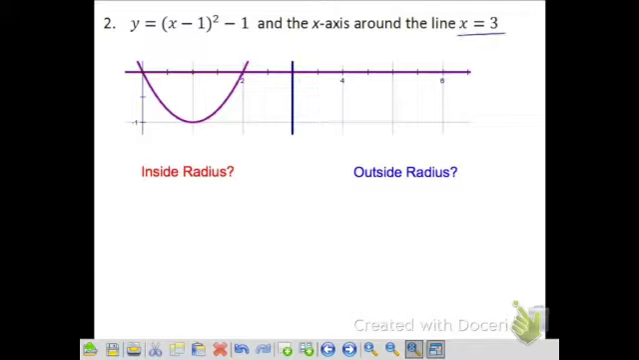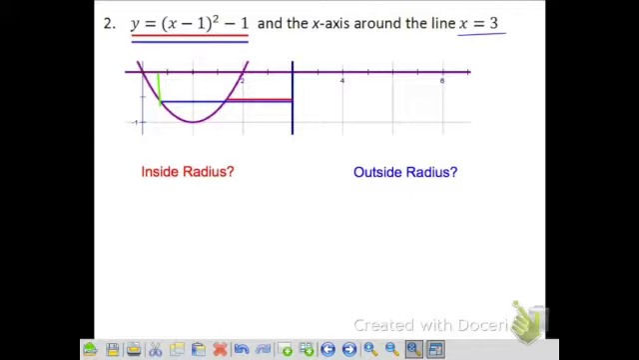Okay, now let's look at that same function, but let's rotate it around the line x equals 3. If we're rotating around x equals 3, if we try to find an inside radius, well that's fine, but notice we're going from 3 back to the curve y equals (x minus 1) squared minus 1. If we're taking the outside radius, we're going to the same curve. Well, okay, we've done that before, and what we were able to do is split this up and maybe try to solve this thing for x in terms of y, and try to do it the other way.